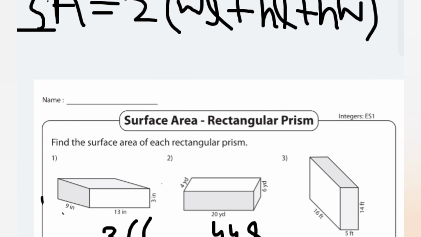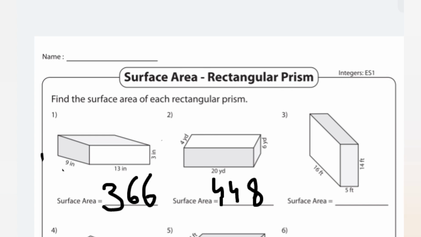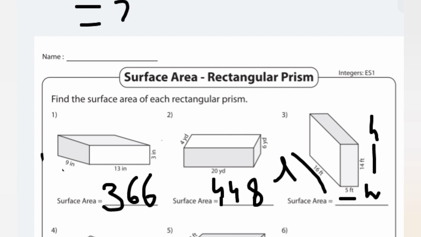And then our next part is part number 3. So in this part, this one is our length, this one is our width, and this one is our height. So we just need to put the values in the formula. So 2 into, we will multiply width with length. So width is 5 and the length is 16.